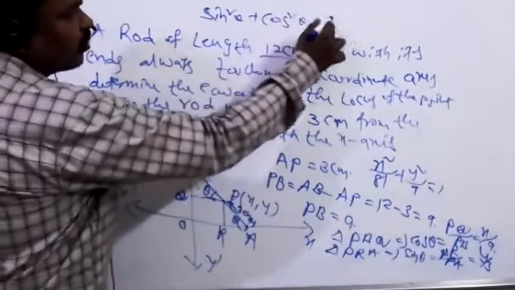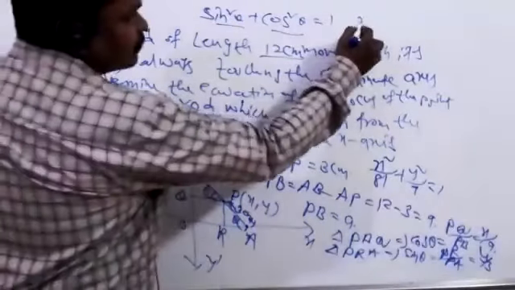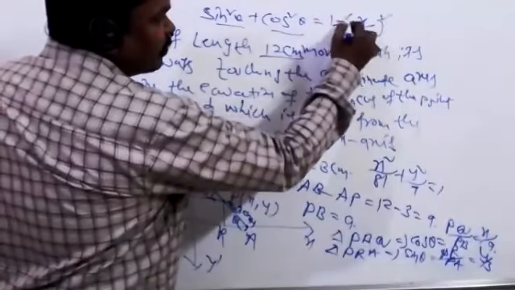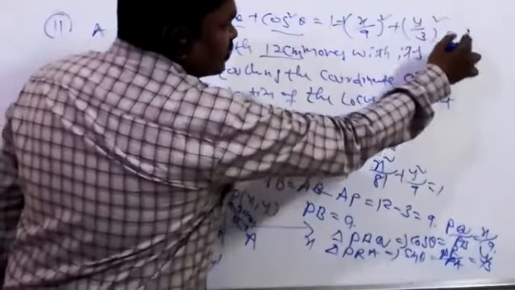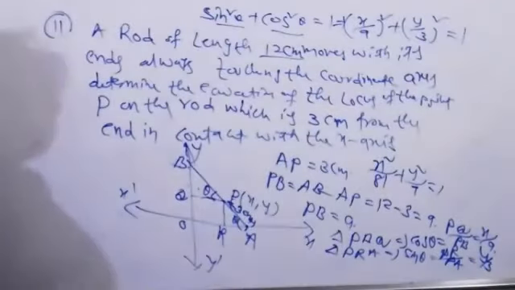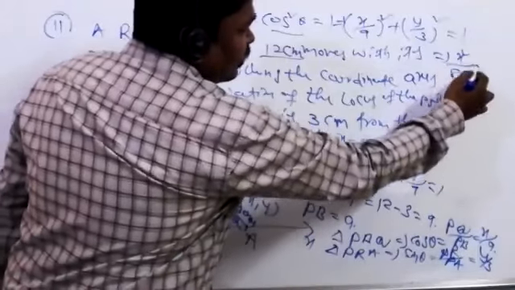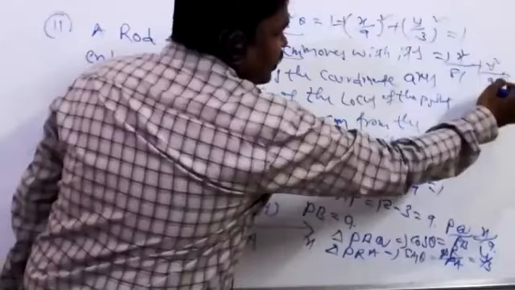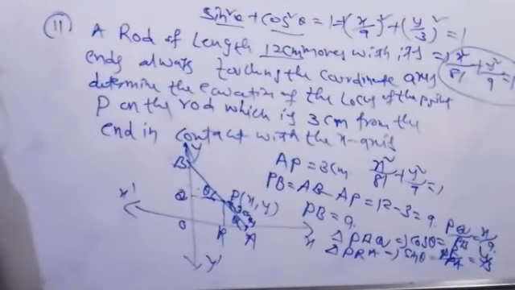Sin square theta plus cos square theta is equal to 1. Then substituting here, x by 9 whole square plus y by 3 whole square is equal to 1. Then x square upon 81 plus y square upon 9 is equal to 1. Therefore, the equation of the ellipse is x square by 81 plus y square by 9 is equal to 1.